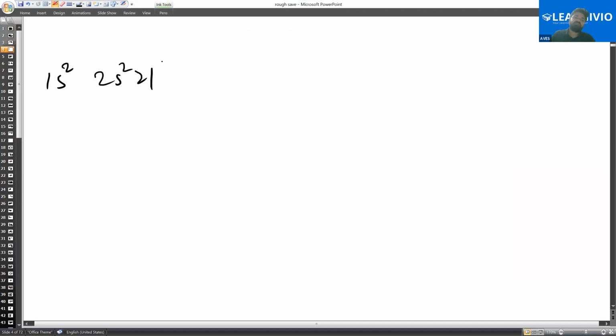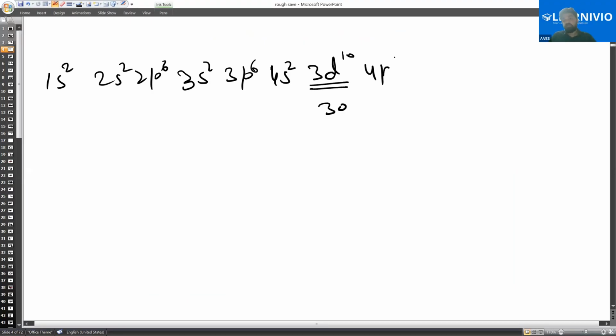1s2, 2s2, 2p6, 3s2, 3p6, then 4s2, then 3d10. Up to here we have completed 30 electrons. 30, then we have 4p6, 36 electrons we have completed.